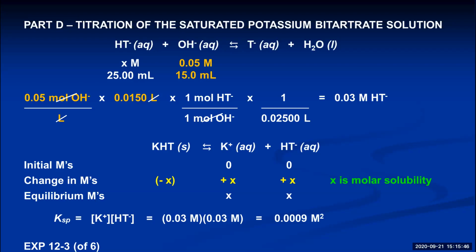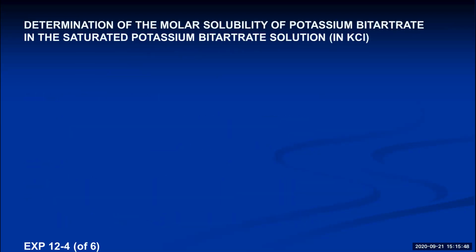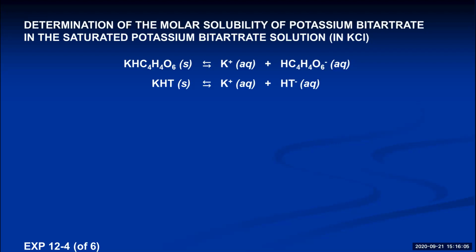So that's calculating the molar solubility in the saturated solution in pure water, and then the Ksp for the salt based upon that. Next, what we're going to do is try to determine the molar solubility of the potassium bitartrate in the saturated potassium bitartrate solution in KCl. So when the potassium bitartrate's dissolving, same thing happens. It just dissociates into its constituent ions. And I'm going to, once again, abbreviate the tartrate ion with a T.